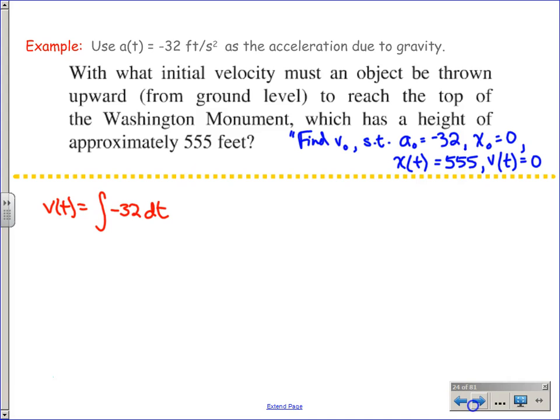I have a lot of stuff. Who's going to stay unknown the whole time until the end? That guy. So what happens when we integrate acceleration? We get velocity, and we end up with, anybody get negative 32t plus our unknown? Then you could integrate again, and 1/2 times 32, t squared. You would end up with negative 16t squared plus our unknown v sub naught t plus our initial position, which is just 0.